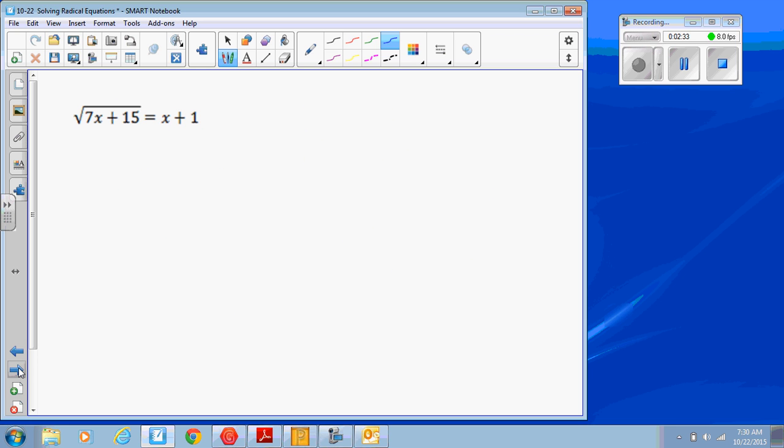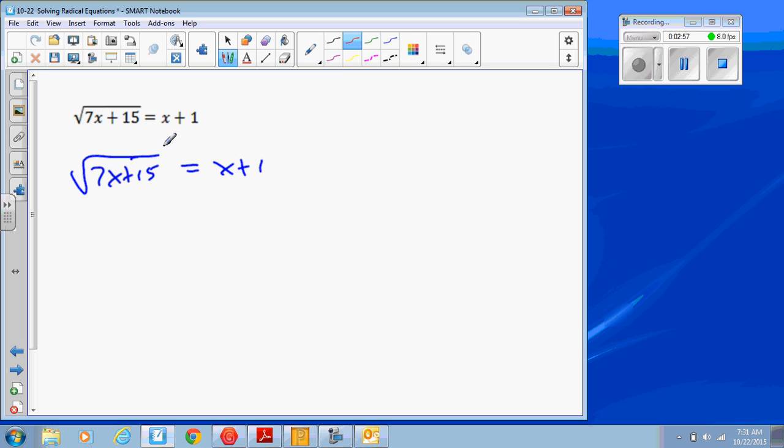Sometimes the problems get a little confusing. This one here is going to be a little more confusing because we have an x on the other side of the equation as well. But the principle is still the same. We isolate the square root symbol, and that's what we have, equals x plus 1. That's the equation. What we're going to do now is square both sides.